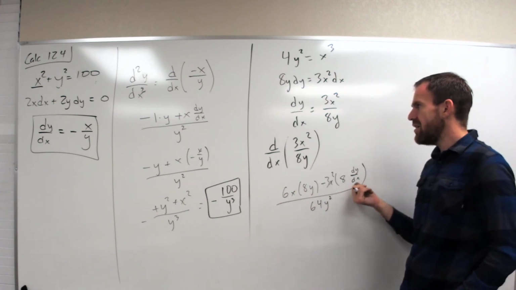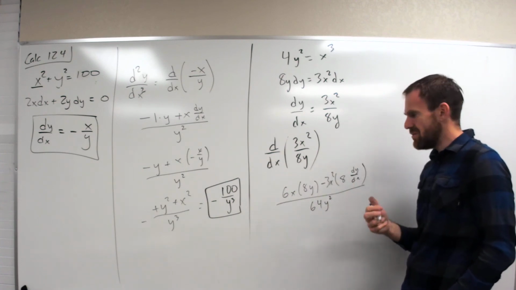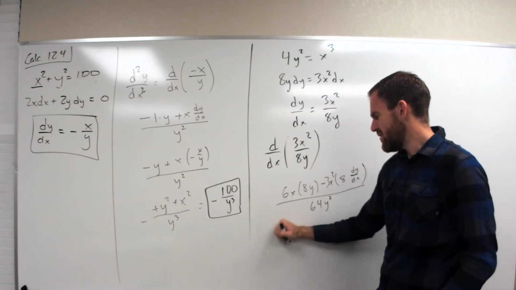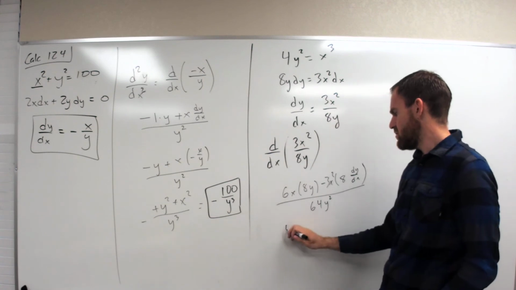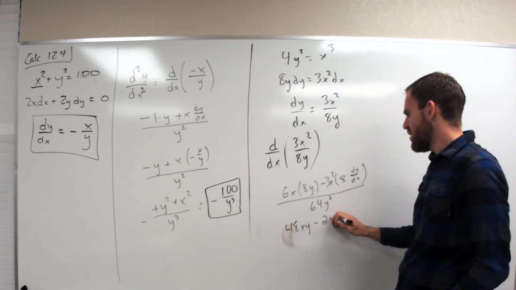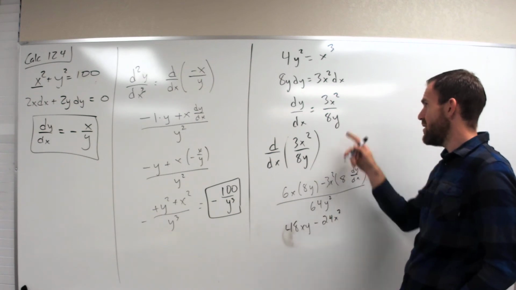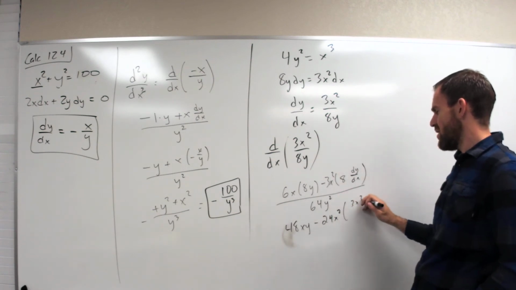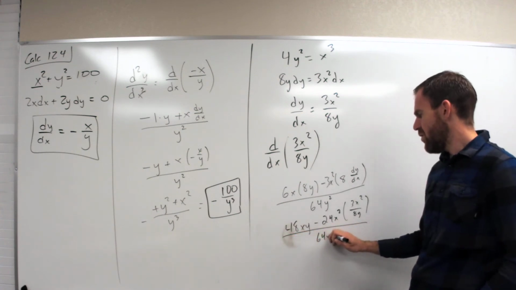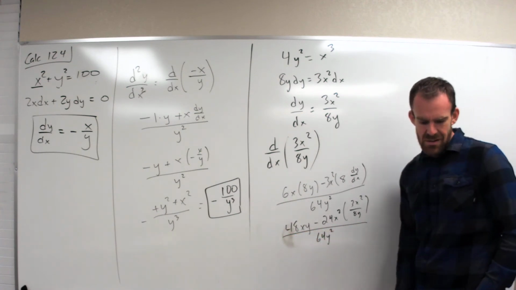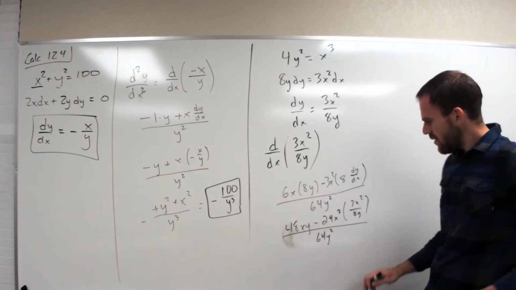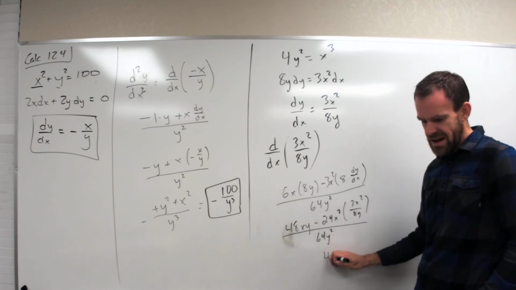Okay, from there, I know that dy by dx is that, so I'm going to plug that in. I have 6x, or 6 times 8 is 48 xy, minus 24 x squared times 3x squared over 8y, all over 64y squared. I can do a little bit of simplification there. Flipping the page, I get something ugly like 48.